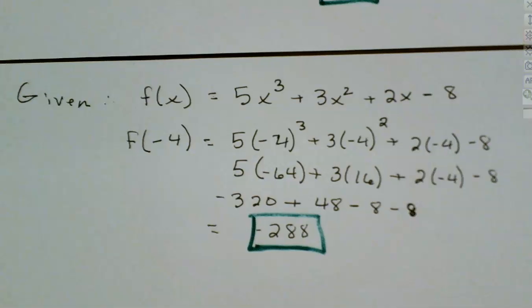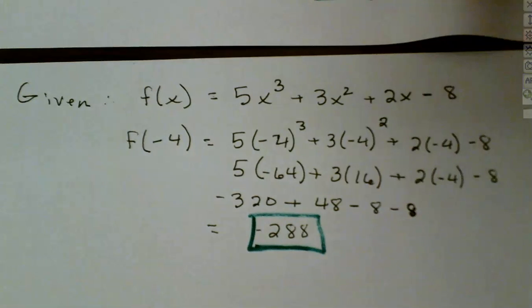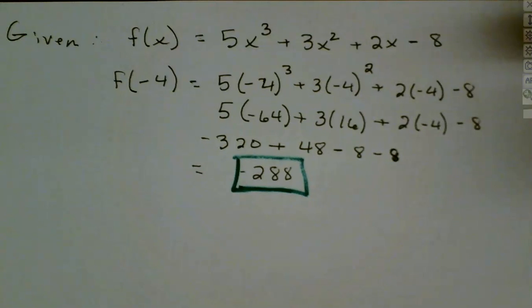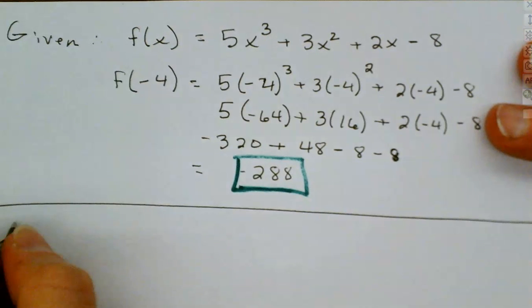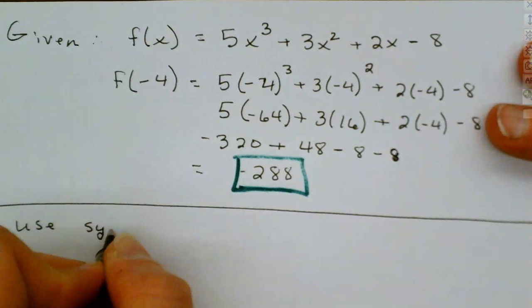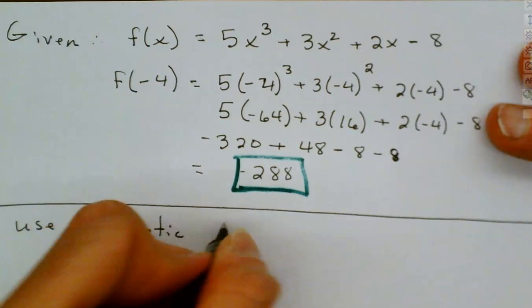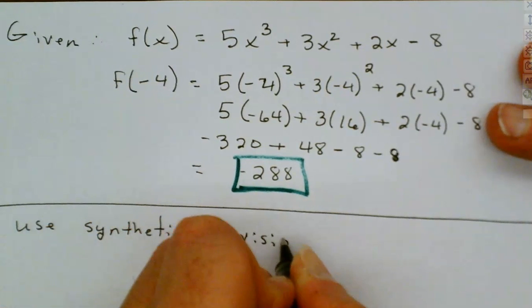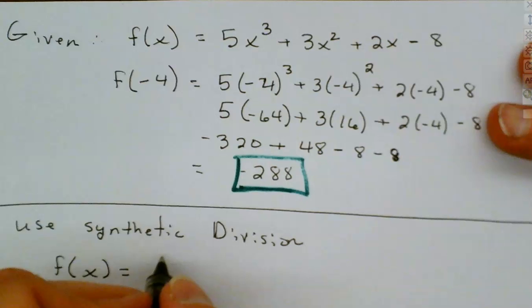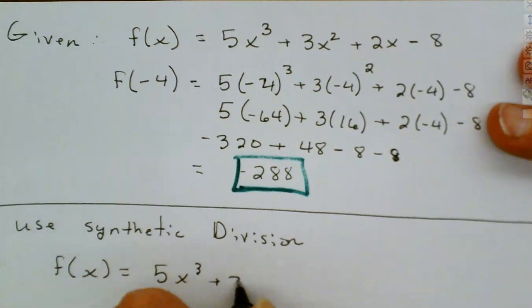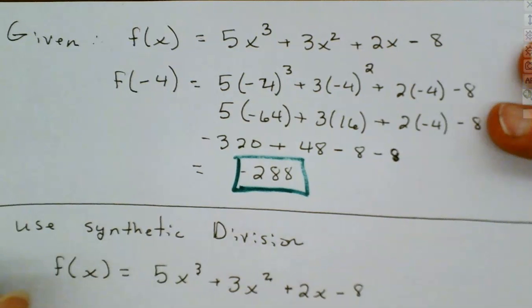Now, how can we do this with synthetic division? This is why synthetic division is so useful. This was the way we would normally do it. Now let's do the same problem with synthetic division. So you got the same function. And you're going to end up with the same answer. And let's find f of negative 4.